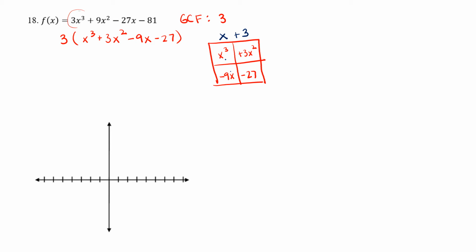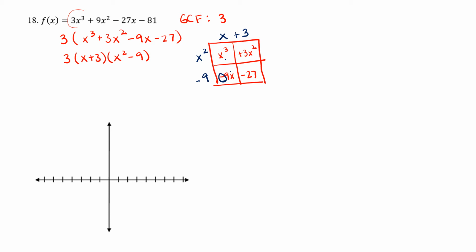X cubed and 3x squared, we're looking at this first row now, have an x squared in common. And then negative 9x and negative 27, we can divide both of those terms by 9. Specifically, it's negative 9 because that's a negative 9x. And that gives us our factors, with the 3 still in the front. We get x plus 3 and x squared minus 9.